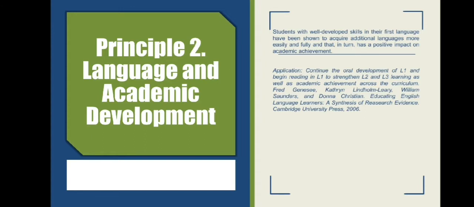Students with well-developed skills in their first language have been shown to acquire additional languages more easily and fully, and that, in turn, has a positive impact on academic achievement. To apply this in the classroom, continue the oral development of first language and begin reading in first language to strengthen the second language and third language learning, as well as academic achievement across the curriculum.